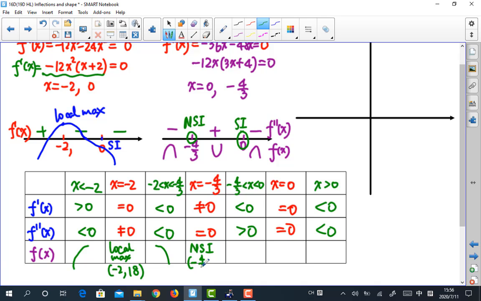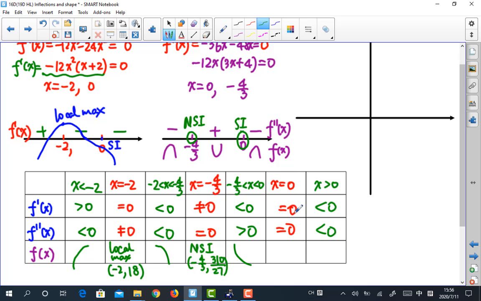Let's find its y coordinate as well. Plug this -4/3 back into the original function and calculate the y coordinate. So the y coordinate should be 310/27. If you want to use a decimal to show this answer, you can keep 3 significant figures. On this interval, from -4/3 to 0, the first derivative is negative and the second derivative is positive. That means the function is decreasing, but the concavity becomes concave up. So decreasing concave up, the graph must look like this.